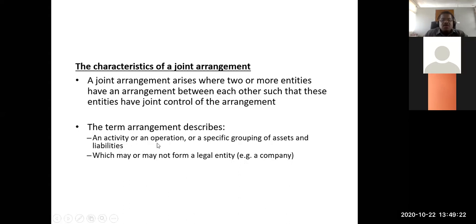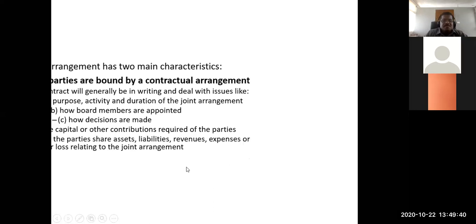So an activity or an operation, a specific group of assets and liabilities; this is applicable for an activity, for a particular operation, or a particular group of assets and liabilities. This is a unique business operation. So we can consider it in a way as a project also.